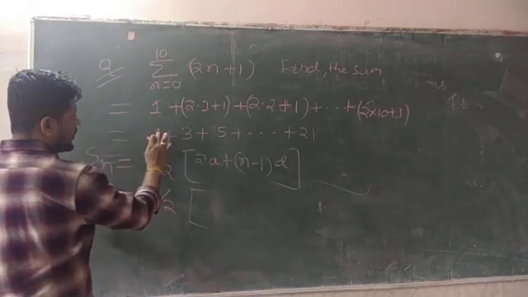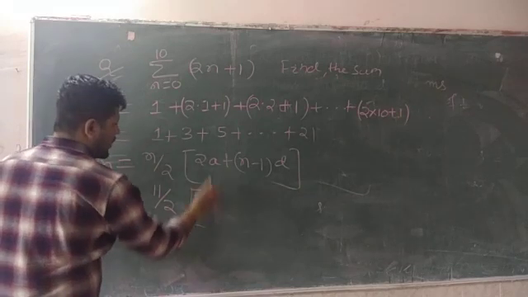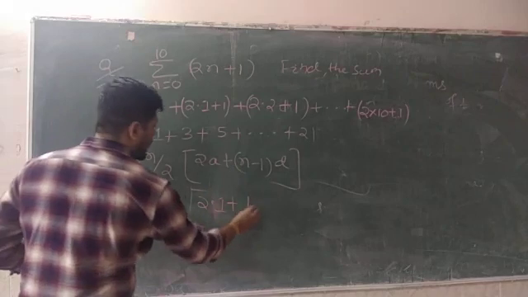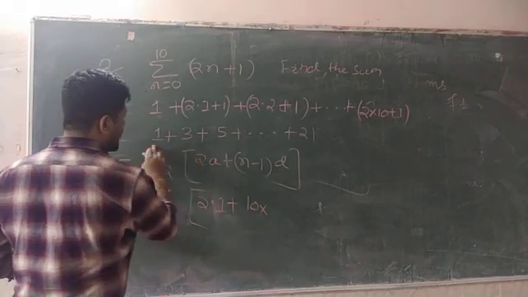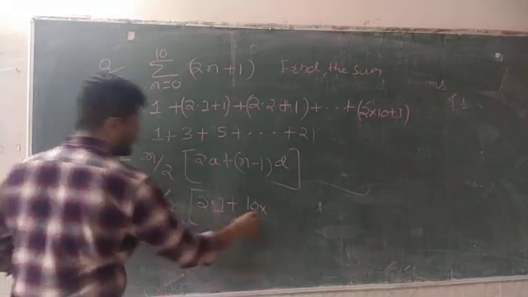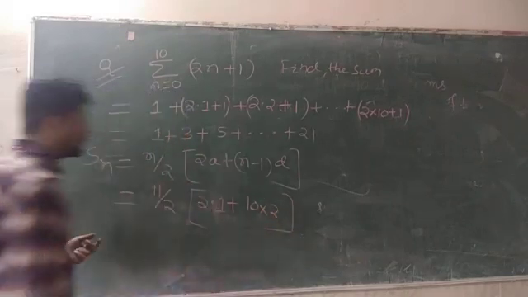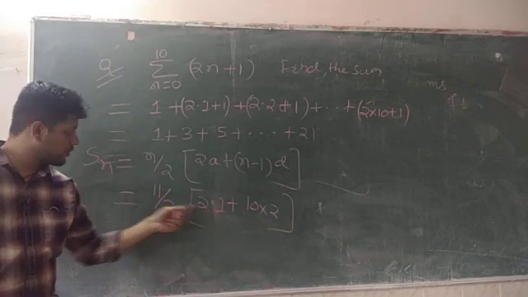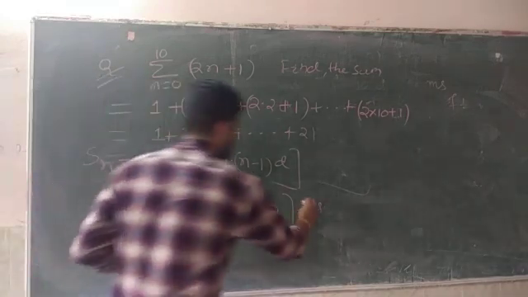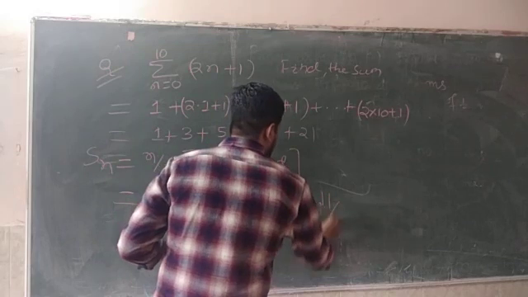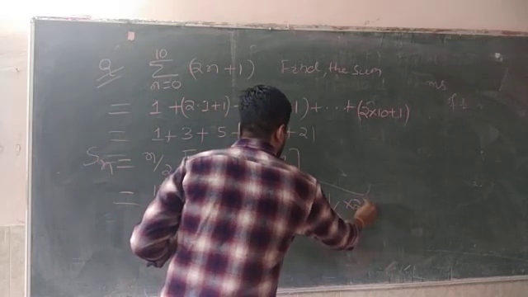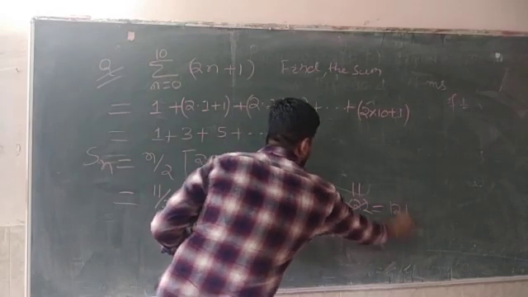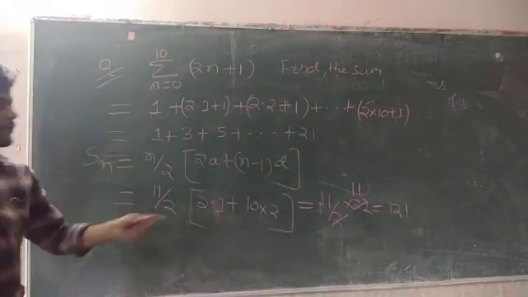The first term is 1 here. This is your first term. So a means first term: 2 into 1 plus (n minus 1), that is 10, into the common difference, which is 2. 3 minus 1 is 2, 5 minus 3 is 2. So we have 10 into 2, that is 20, plus 2, that is 22. So we have 11 by 2 into 22, this will cancel out and our result will be 132. The result will be 132.